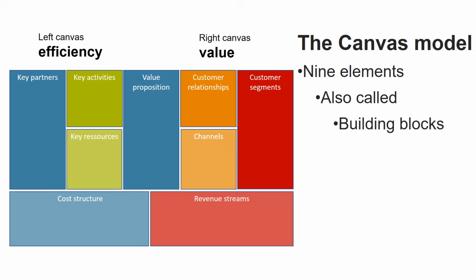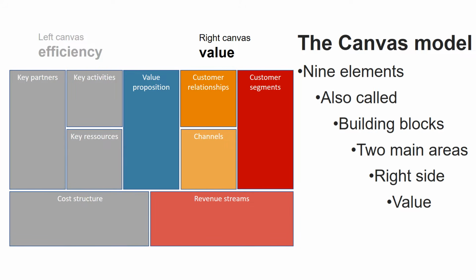The model consists of 9 elements, also called building blocks. These 9 building blocks are divided into 2 main areas. The 5 building blocks on the right side of the canvas represent the value creation side. This half of the canvas will ensure the value you deliver is to the right customers who are willing to pay for your product or service.